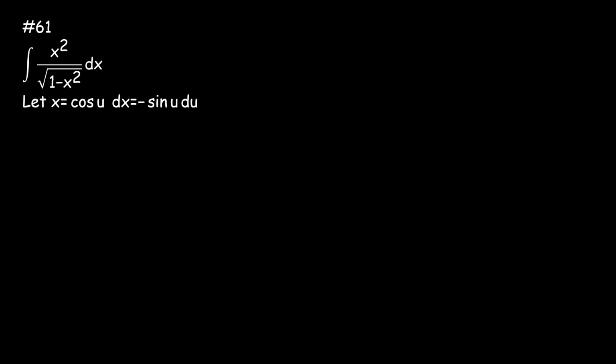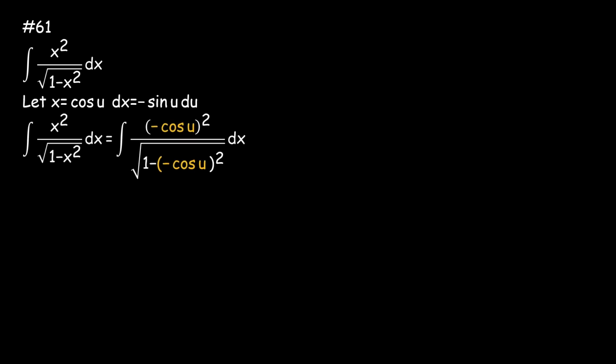And then if we replace this, we'll see that the integral of x squared over square root of 1 minus x squared would actually be the integral of negative cos u all squared over the square root of 1 minus cos squared u. So if we simplify this, the numerator would just be cos squared u, and the denominator would be sine u.